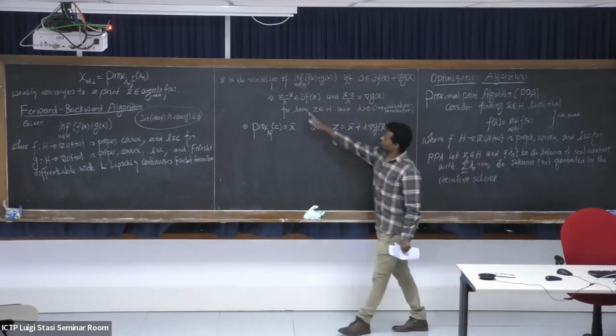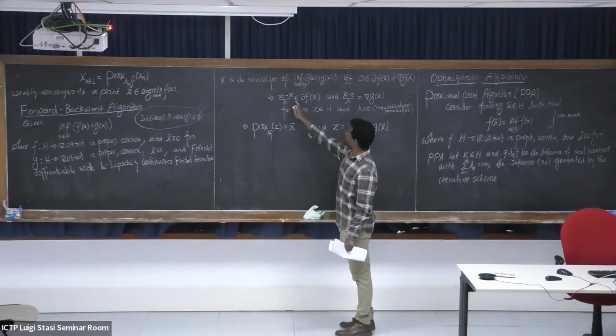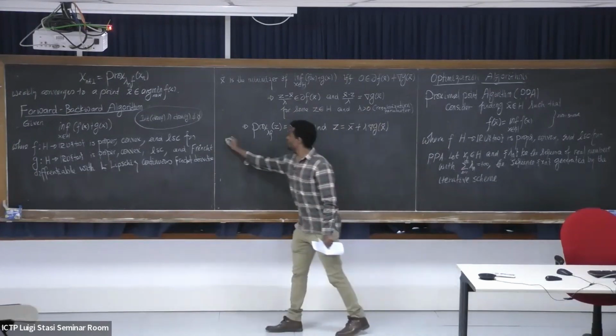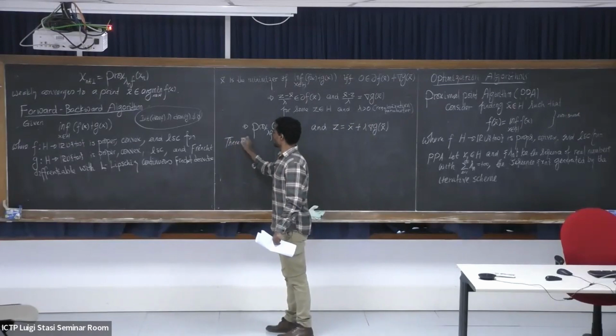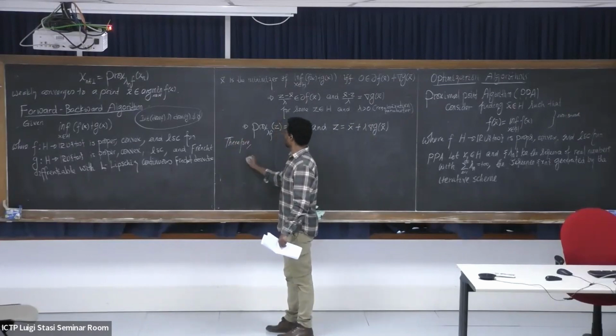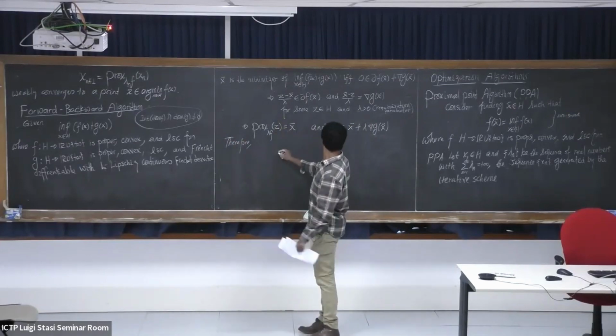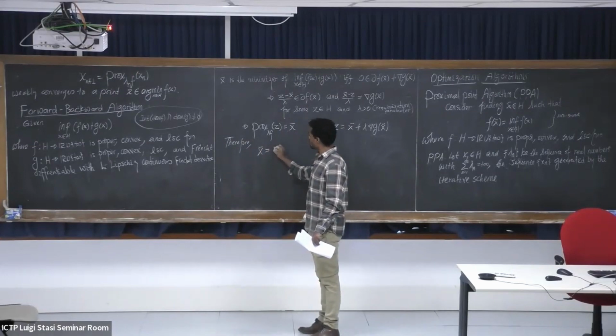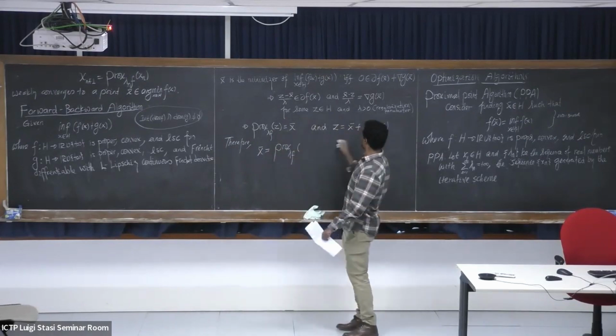We can have this. From this, we have this. By one of our theorems, we can have this. So therefore, X bar can be written in this form. The solution of the optimization problem can be written as the proximal of Z, but this is this one.